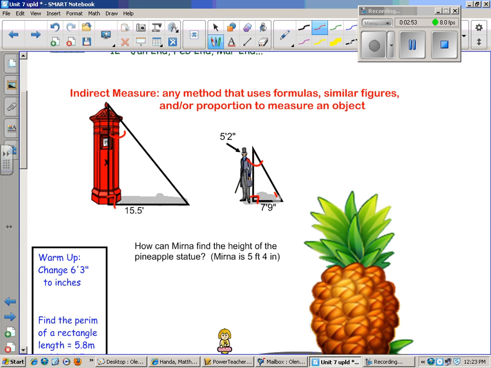So what does this side go with? 7 feet, 9 inches. So 15.5 feet goes to 7 feet, 9 inches. And then what's on the other ratio? X, because we don't know the side, over 5 feet, 2 inches. Right?